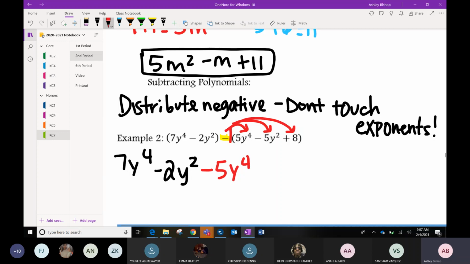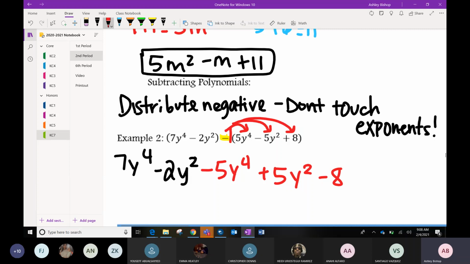Distributing the negative just basically changes the signs. So I have a -5y to the 4th. This used to be a -5y to the 2nd power, but multiplied by a -1 is going to give me a positive, so plus 5y to the 2nd power. And then that was a positive 8, but now it's a positive 8 times a -1, which will give me a -8. Any questions on what I have right here?